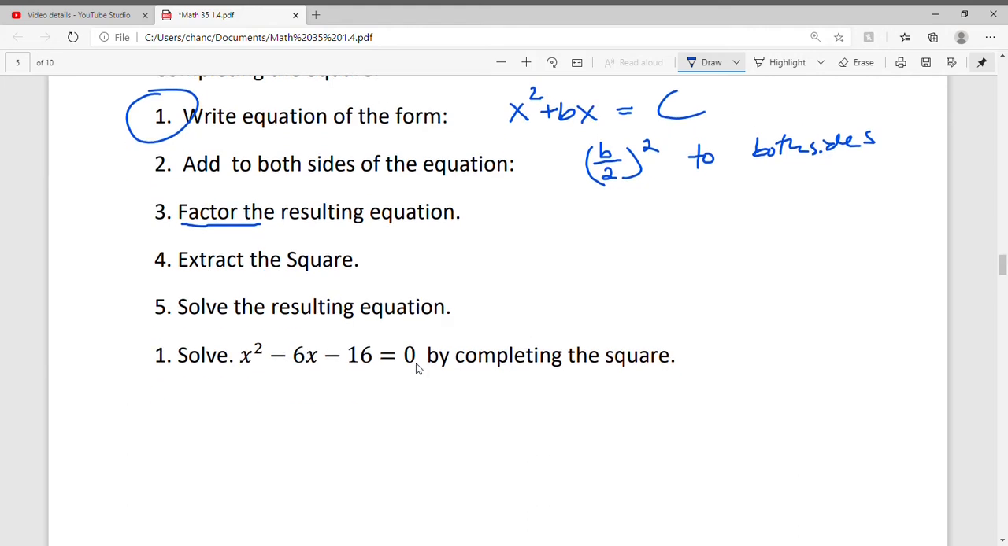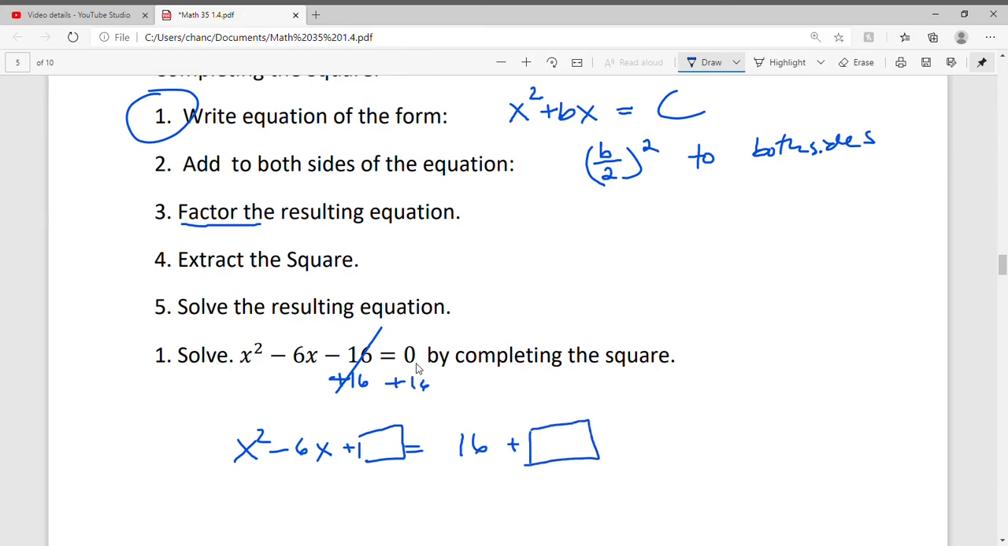Now let's try completing the square with this example. First, I need to get it into the x squared plus bx equals c form. So let's add 16 to both sides. x squared minus 6x equals 16. Now leave yourself some space. I need to leave myself some space here.